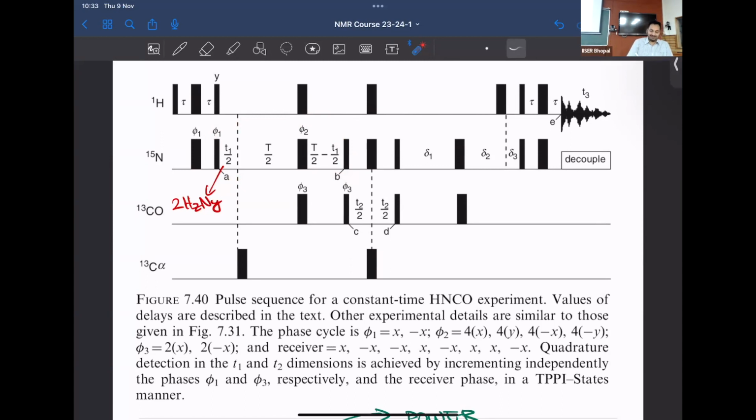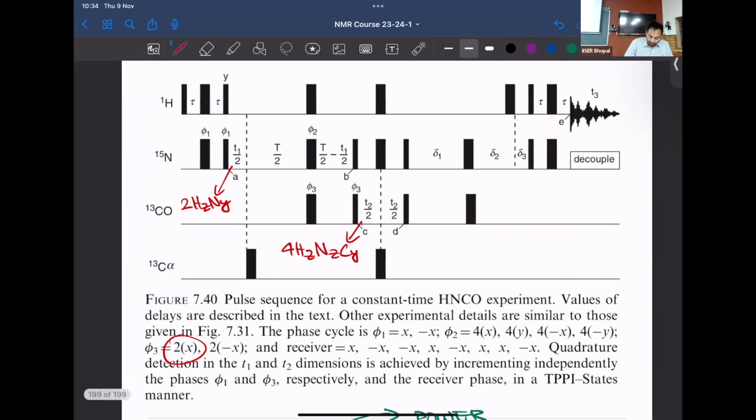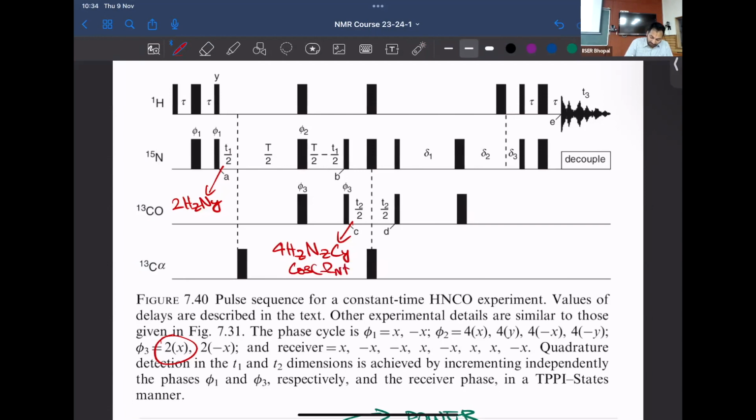So far what we have done: do the INEPT transfer, do the frequency labeling for nitrogen, and do the NC prime transfer. Now, at this juncture, on C, you have now generated 4 HZ, NZ, phi3. What is phi3? Phi3 is also set to X. So you generated something like CY. But remember, it also has a cos omega n T1 going with it, which is a cos modulation. Make sense?